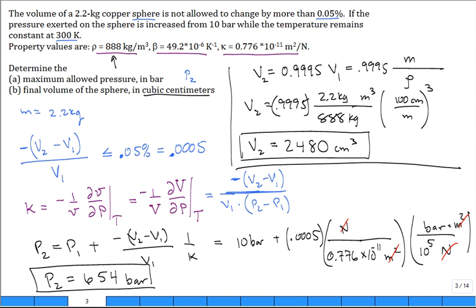Any comments or questions? Look good? Look doable? I think if you look at past exams, I had this problem on a previous exam. You remember it, John? Last semester.